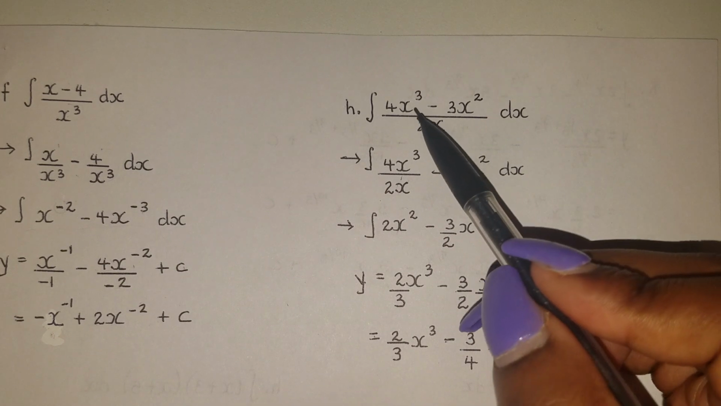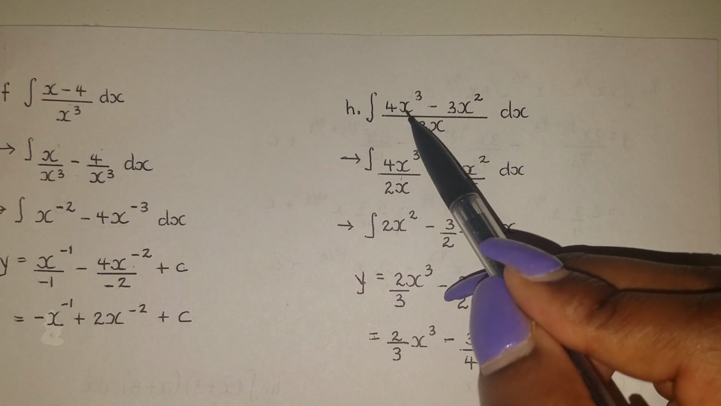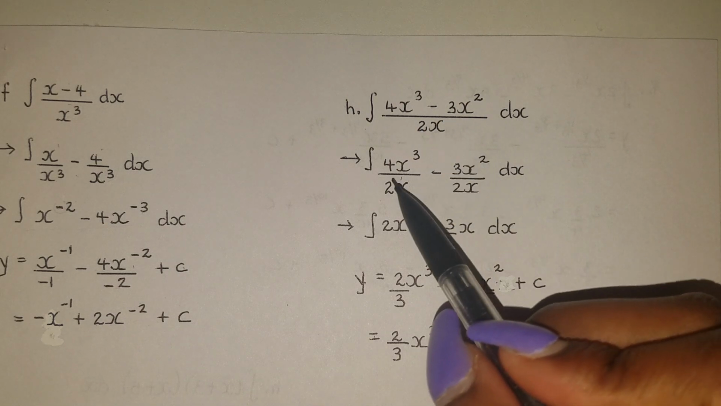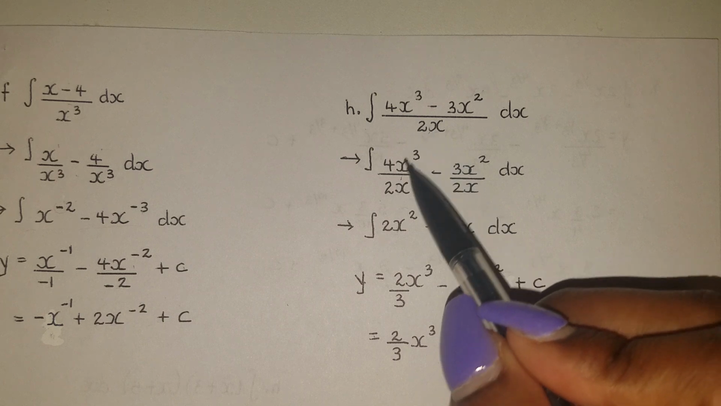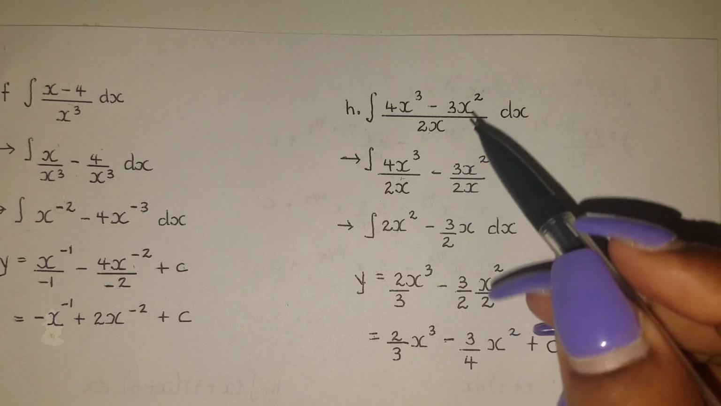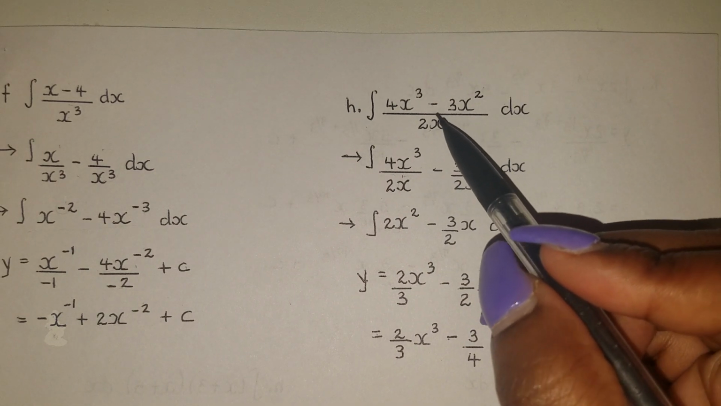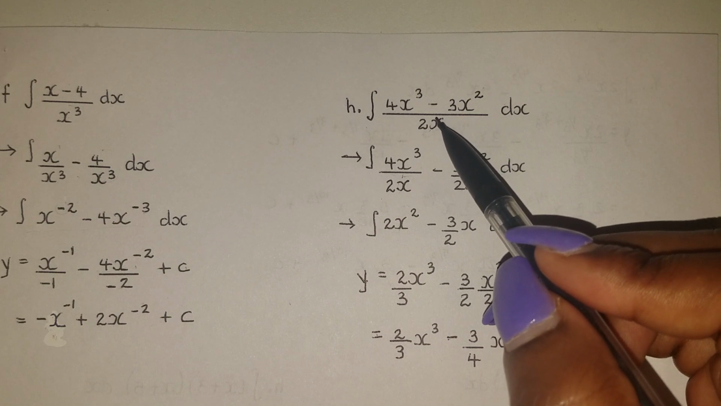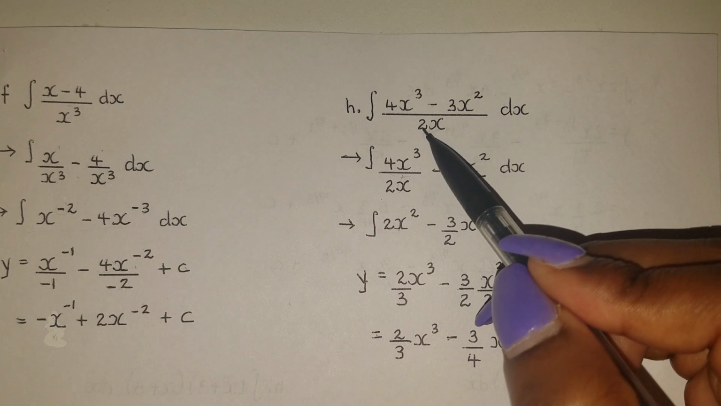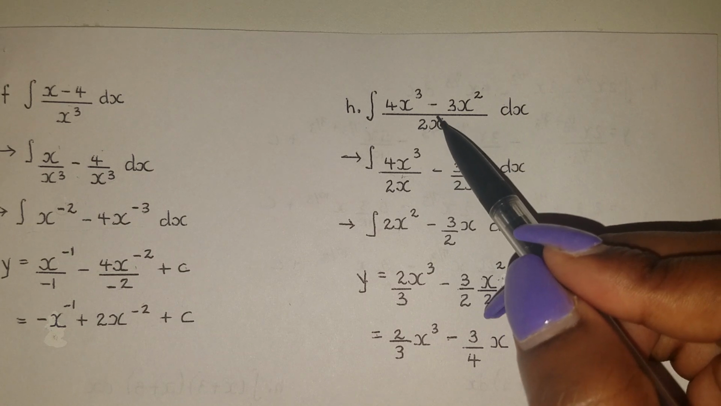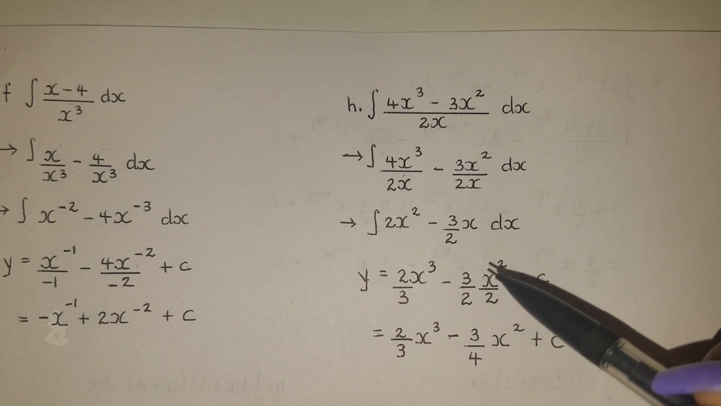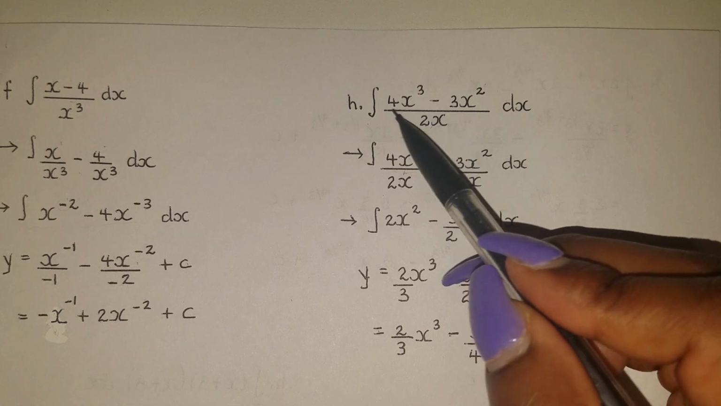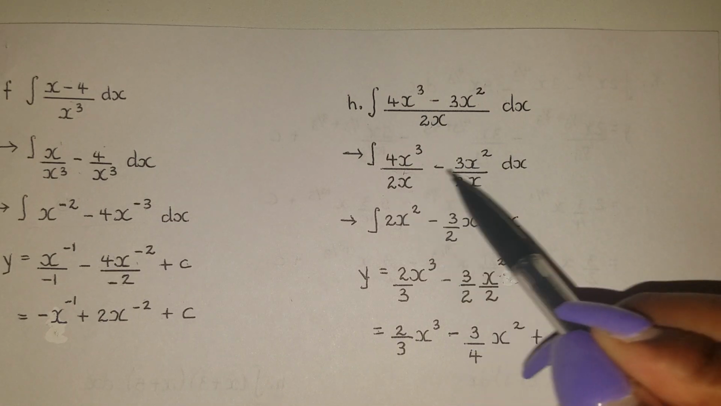Question h, we have the integral of 4x cubed minus 3x squared all over 2x. Once more we're going to separate and give each of them the denominator of 2x. This is why I chose this method. If I was to bring this 2x up, this 2 should also be raised to a negative 1, not just the x, and that will make things a little more difficult. So that's why it is easier to separate and give each of them the denominator.